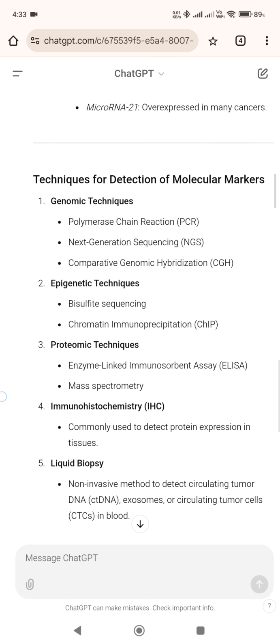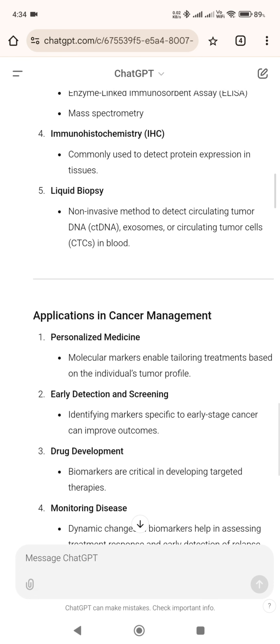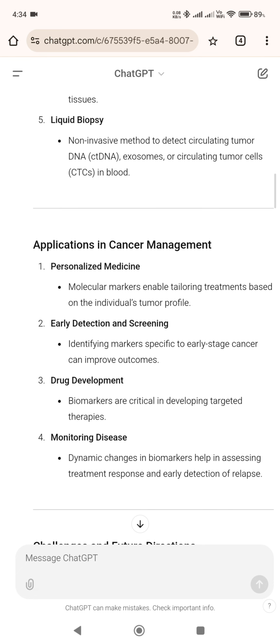Techniques for detection of molecular markers. 1. Genomic techniques, polymerase chain reaction, PCR, next-generation sequencing, NGS, comparative genomic hybridization, CGH. 2. Epigenetic techniques, bisulfite sequencing, chromatin immunoprecipitation, ChIP. 3. Proteomic techniques, enzyme-linked immunosorbent assay, ELISA, mass spectrometry. 4. Immunohistochemistry, IHC, commonly used to detect protein expression in tissues. 5. Liquid biopsy, non-invasive method to detect circulating tumor DNA, ctDNA, exosomes, or circulating tumor cells, CTCs, in blood.